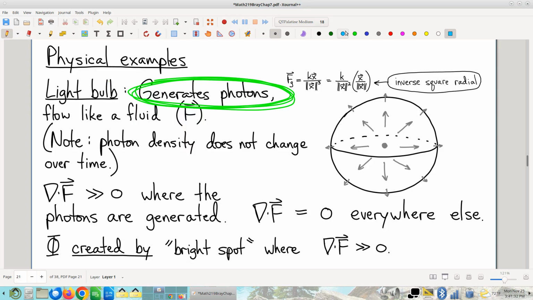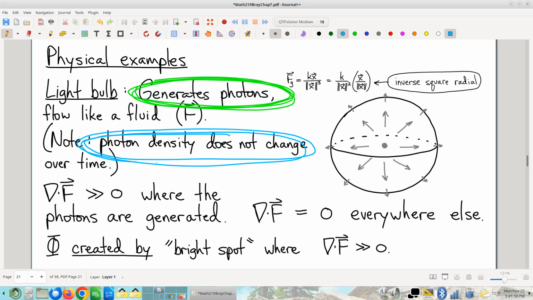Whereas the photon density is not actually changing throughout this process, right? This flow of a fluid is not representing, hey, there were a bunch of photons here, and as they move away, there are fewer remaining photons. That's not at all what's happening, right? How many photons there are is pretty constant.